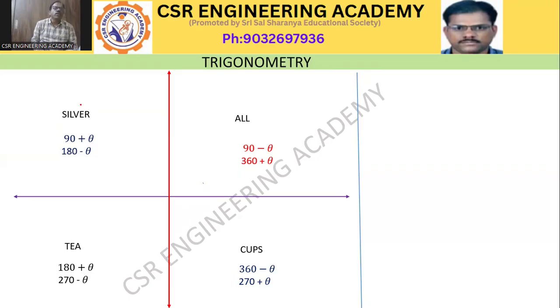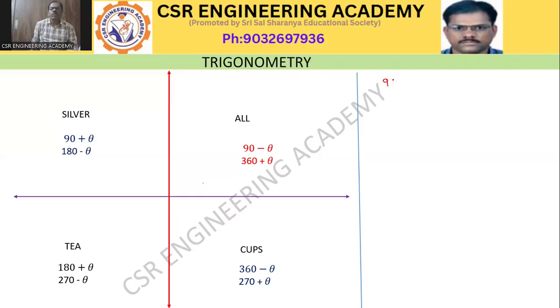In the second quadrant, the starting letter is S: sine and cosecant are positive, and the remaining ratios are negative. In the third quadrant, the starting letter is T: tan and cot are positive, and the remaining ratios are negative. In the fourth quadrant, the starting letter is C: cos and secant are positive, and the remaining are negative.